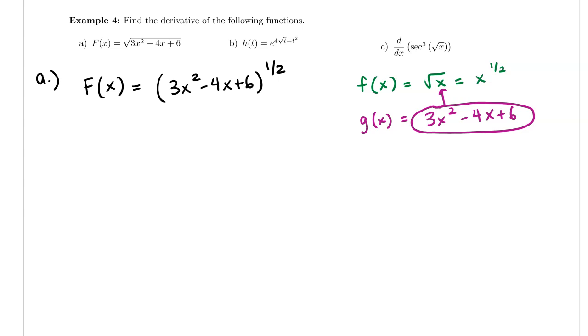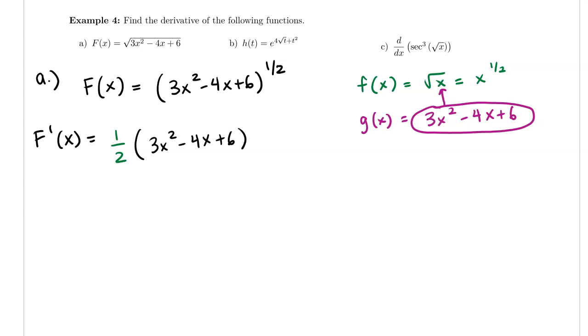So then if I wanted to take the derivative, capital F prime of x is equal to, I'm going to take the derivative of the outer function first by using power rule.